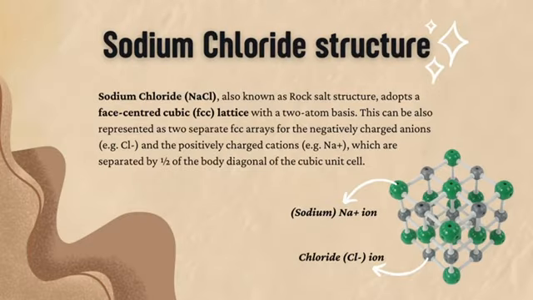First, we look into the sodium chloride structure. Sodium chloride, commonly known as table salt, adopts a rock salt structure in a face-centered cubic or FCC lattice. This arrangement involves a two-atom basis with positively charged sodium ions or Na+, and negatively charged chloride ions or Cl-, separated by half the body diagonal of the cubic unit cell. This layout optimizes stability by balancing the attraction and repulsion between the ions.